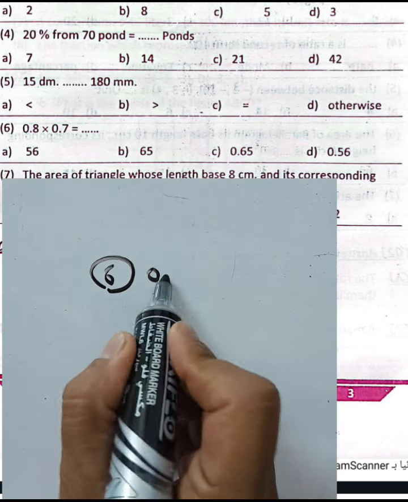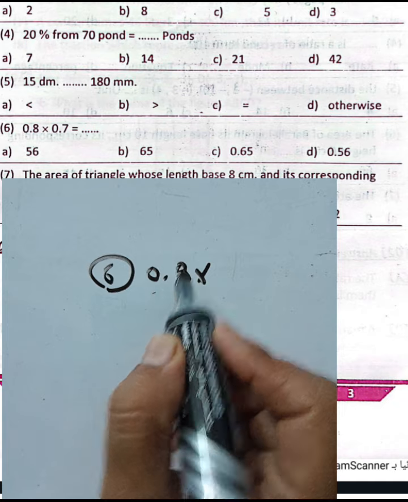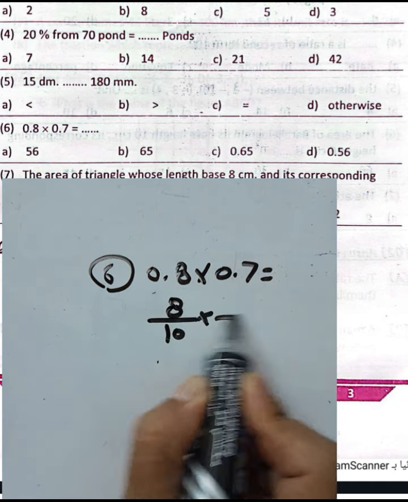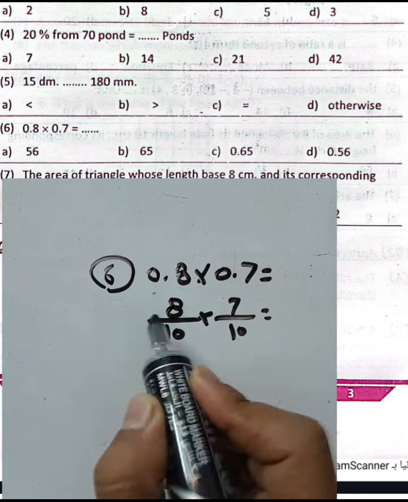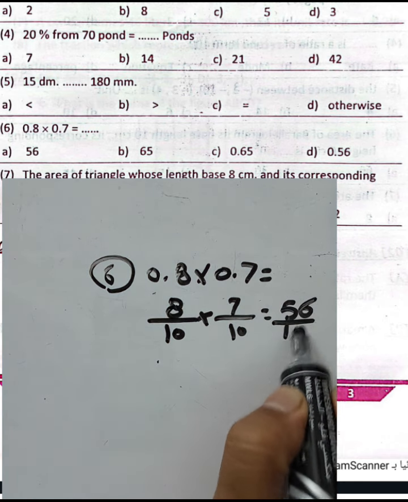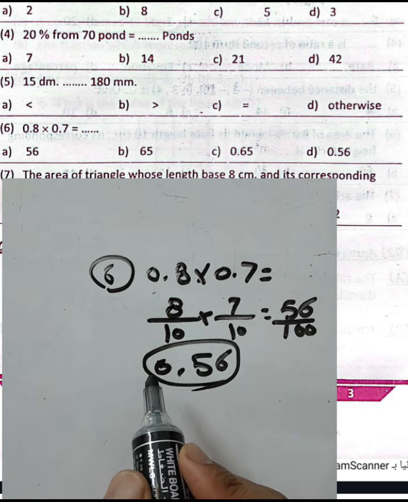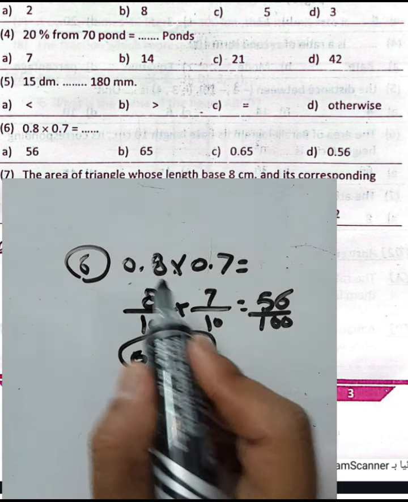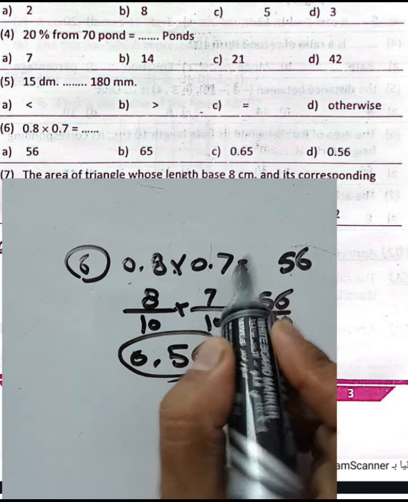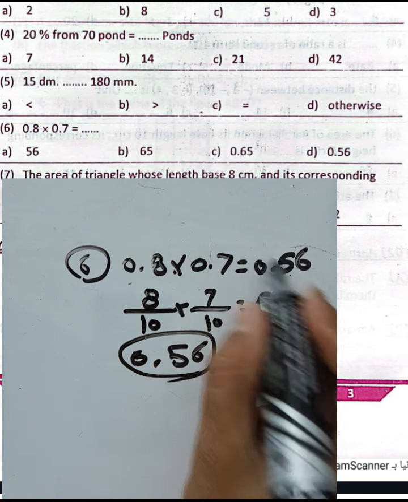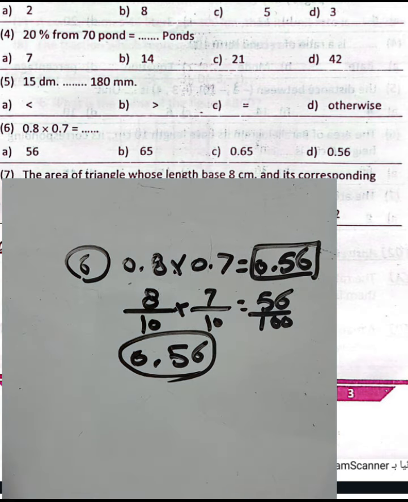Question number 6, multiply 8 tenths by 7 tenths. It means 8 over 10 and here 7 over 10. 7 times 8 equals 56 over 100. Then you must put the point after two places. Or you can find 7 times 8 equals 56 and the point after one place and one place, and the point will be after two places in the result. The result will be 0.56.